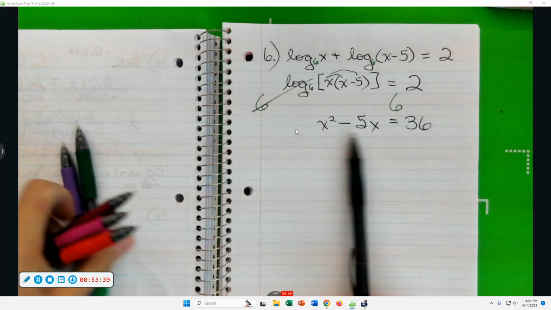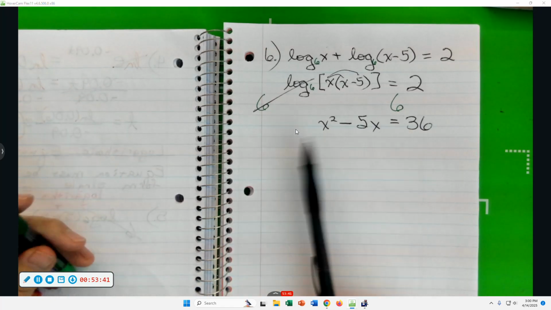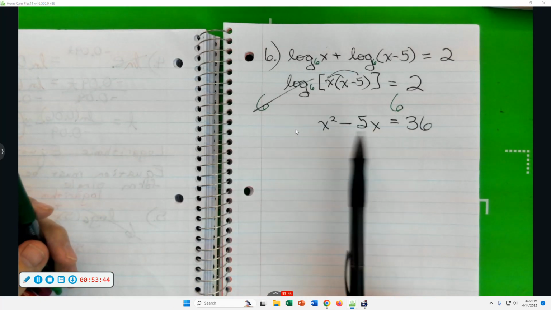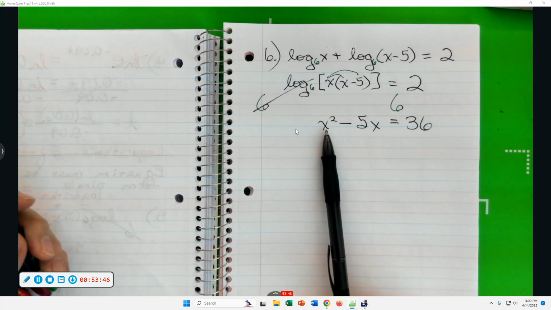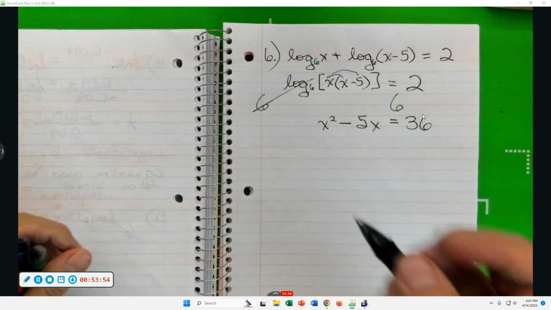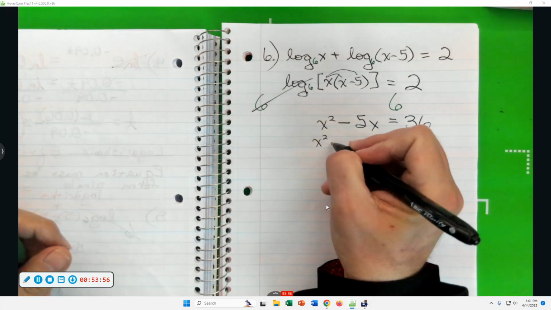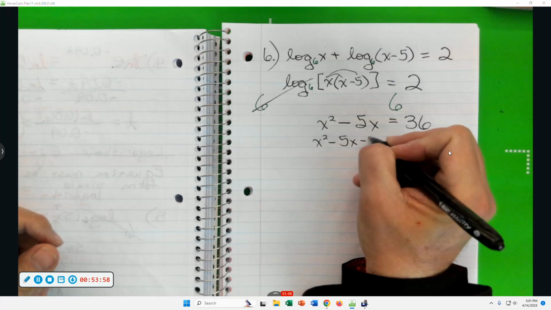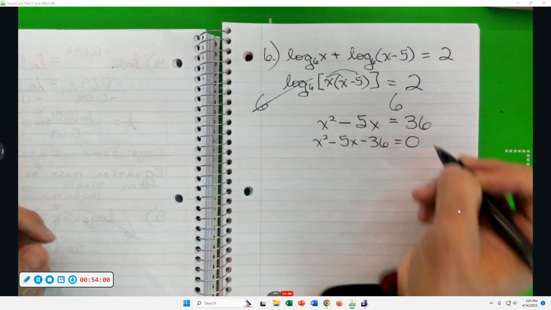We haven't had to solve a quadratic equation in a while, have we? It's quadratic. We need to get it set equal to 0, so what do you think I'm going to do? Move the 36 over, so x squared minus 5x minus 36 is equal to 0.